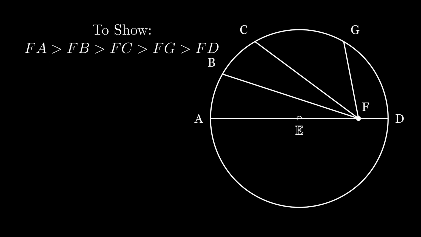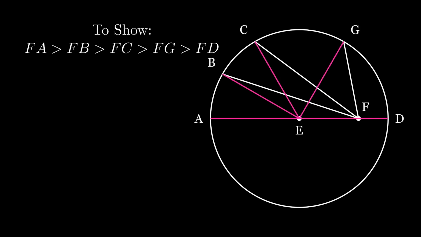Take E to be the center. And on every point of the circumference we have marked, we will create a triangle. And we do that by connecting EB, EC, and EG. So that we have triangle FEG, triangle FEC, and triangle FEB. Now in triangles, any two sides are longer than the third side. Another point we want to make is that EA, EB, EC, EG, and ED are all equal, because they are all radii of the same circle.